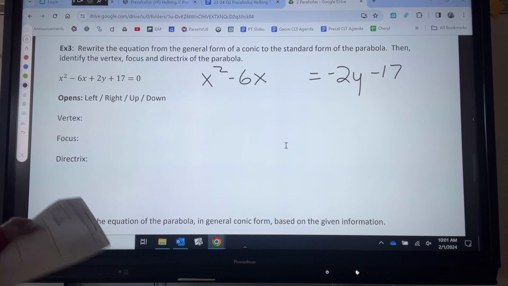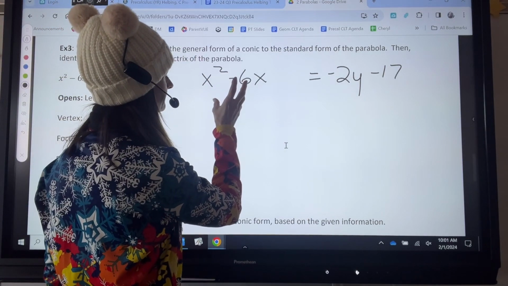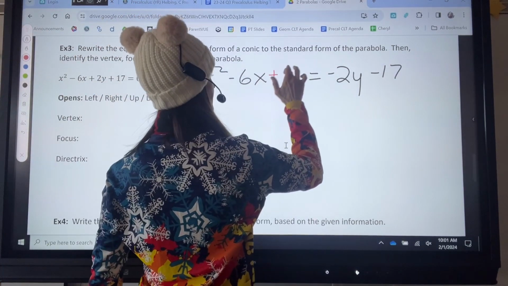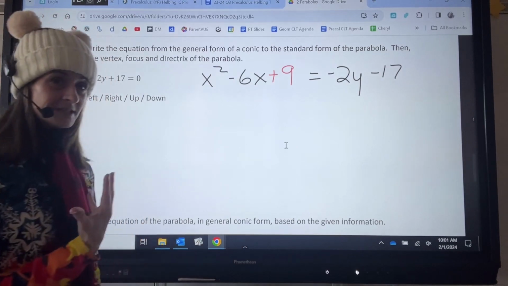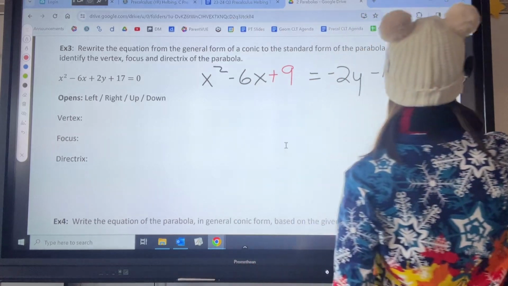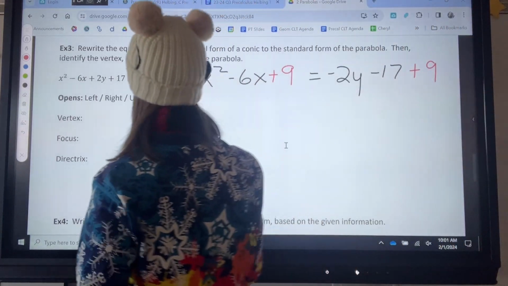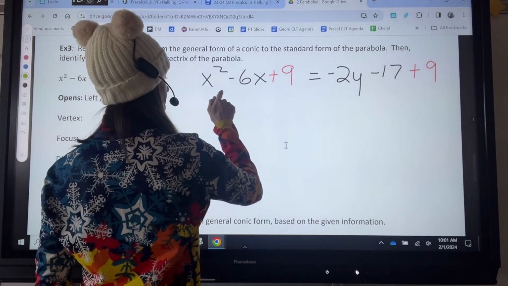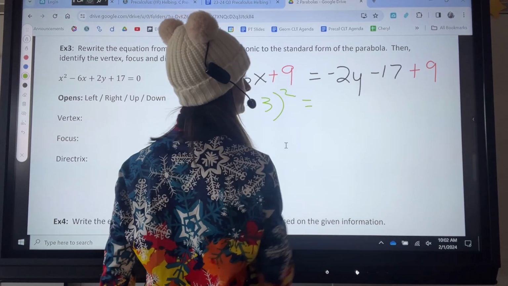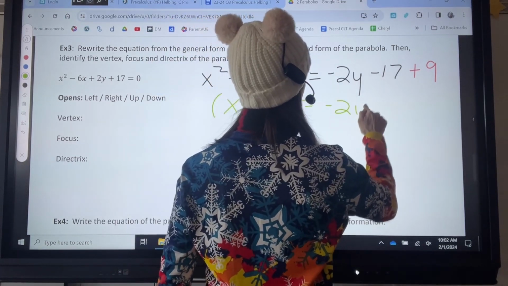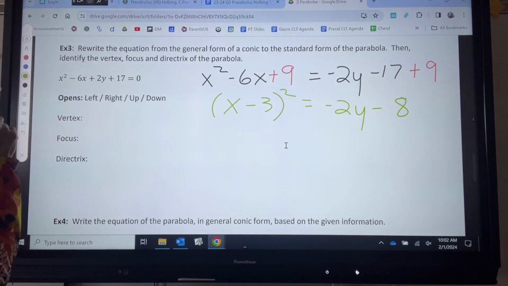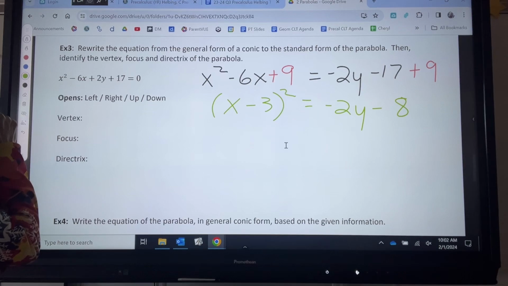Completing the square: half of 6 is 3, squared is 9. Plus 9. Now because I added 9 on the left, I have to add 9 on the right. Are you with me? Now we've already completed the square. This is going to be x minus 3, the quantity squared, equals, and then this is now negative 2y minus 8. Looks good.